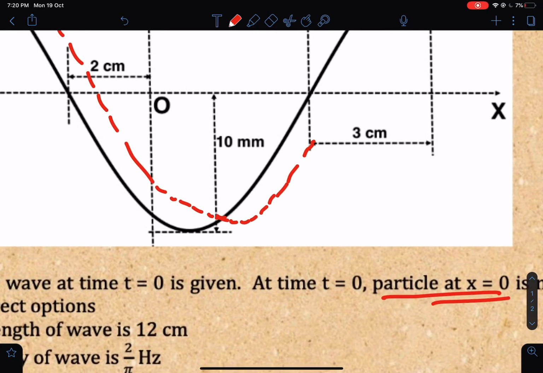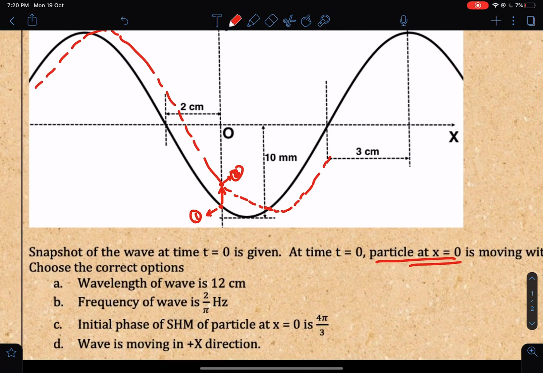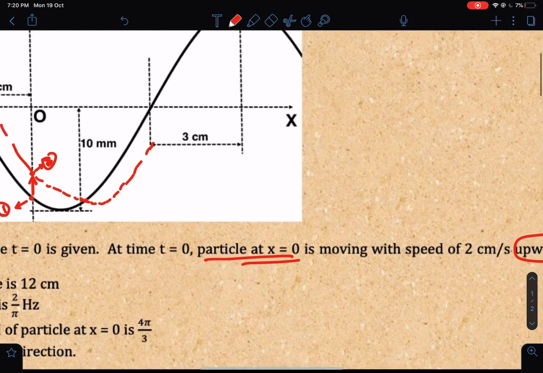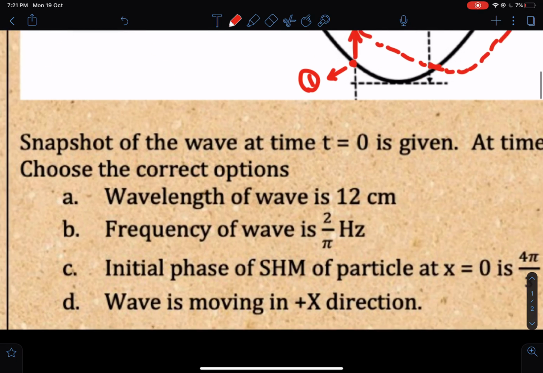then what we find is that the old position of the x equal to 0 particle is 1 and the new position of the x equal to 0 particle is 2. So we can say that this particle at x equal to 0 has gone up, and actually it is given in the question that it is going up only. So our assumption that we are shifting the wave towards right in delta t time is correct, which means that the wave is traveling in plus x.